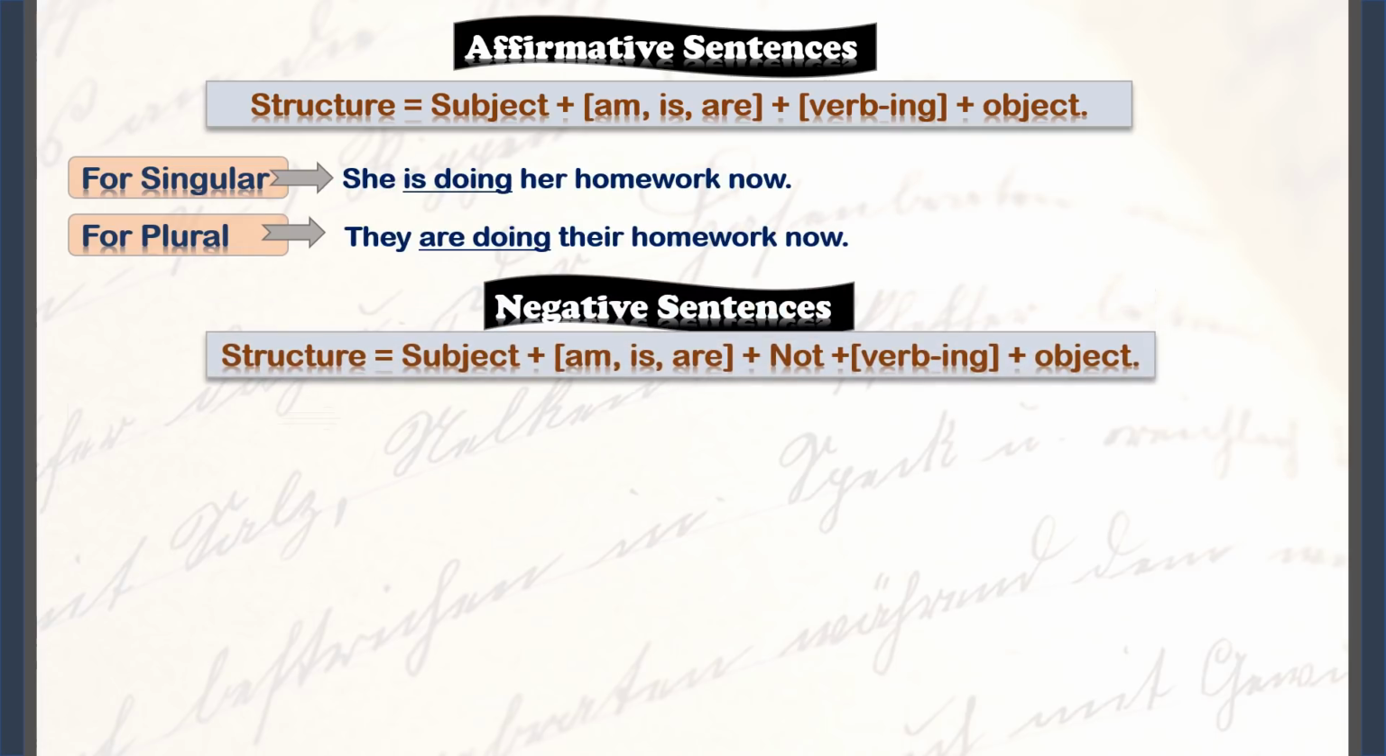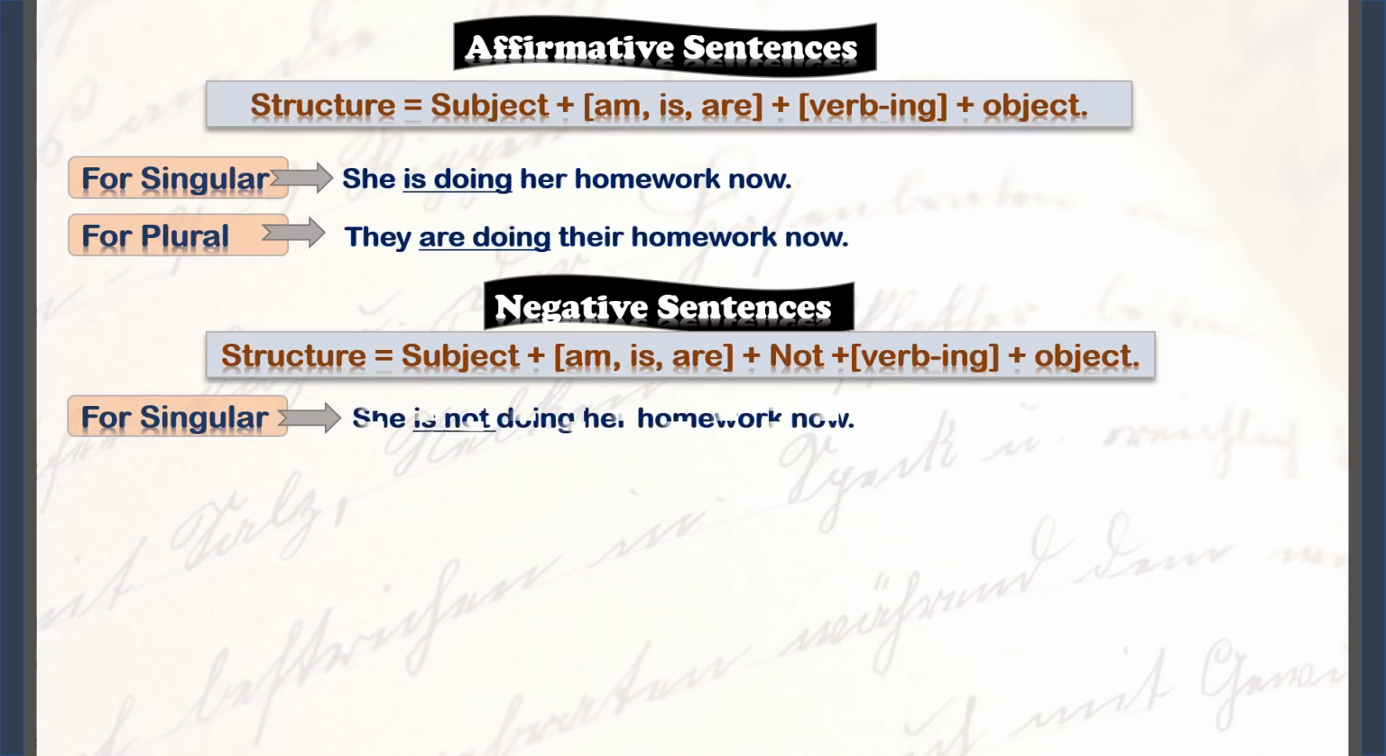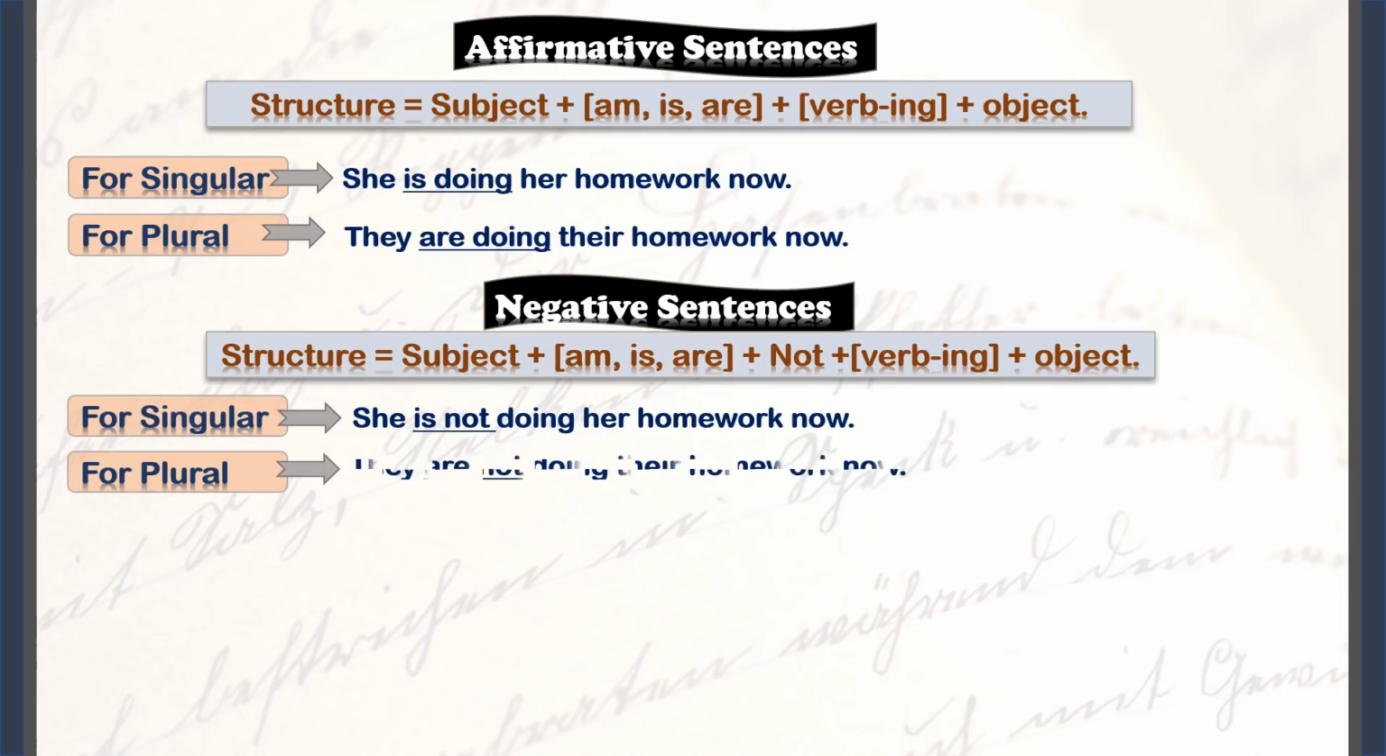Negative sentence, and the structure is subject plus am, is, are plus not plus verb with ing plus object. Example for singular, she is not doing her homework now. Example for plural, they are not doing their homework now.